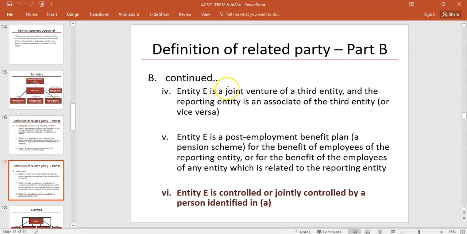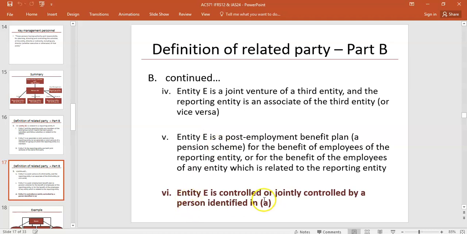permutations. If entity E is a joint venture of a third entity, and the reporting entity, company X, is an associate. So if you have one communal third party that has a joint venture and has a separate associate, that joint venture and associate are related parties. So any transactions between them must be disclosed. The entity E is the defined benefit pension scheme. So your pension scheme is a related party of the company. So any transactions would have to be disclosed.